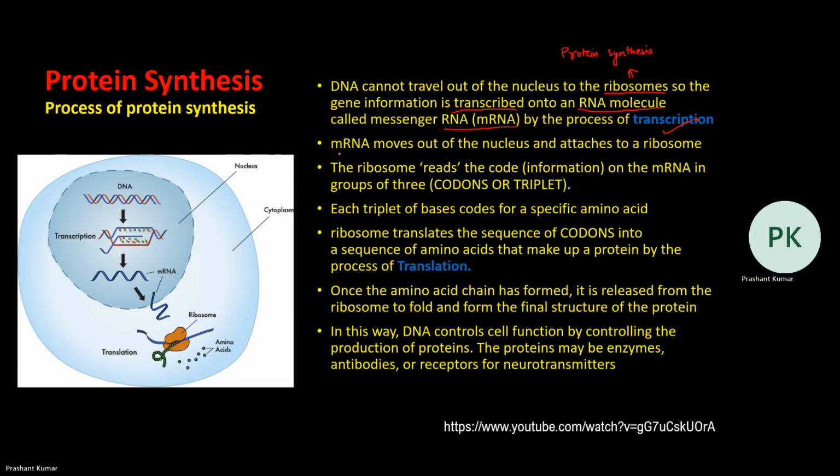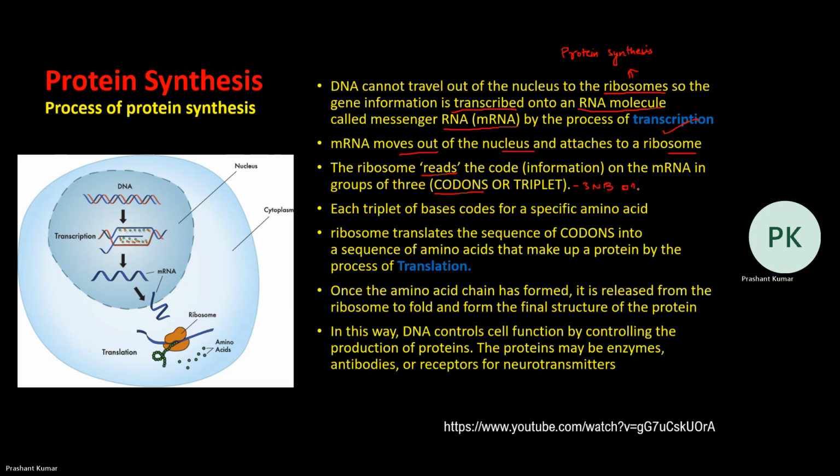That's the first point. Second point, the mRNA now has the information about the protein which is going to form inside the cell. So now the question is, can mRNA make a protein within the nucleus? Answer is no. So they must come out. So they will move out of the nucleus and attach to the ribosome, right? Now the ribosome is going to read the information on the mRNA, and that information is given in the form of codons. Codons are the three nitrogenous bases present on mRNA.